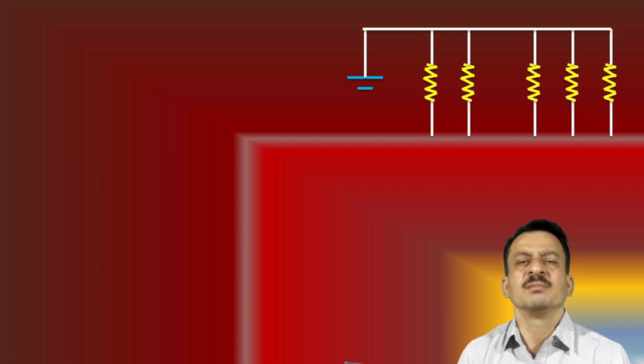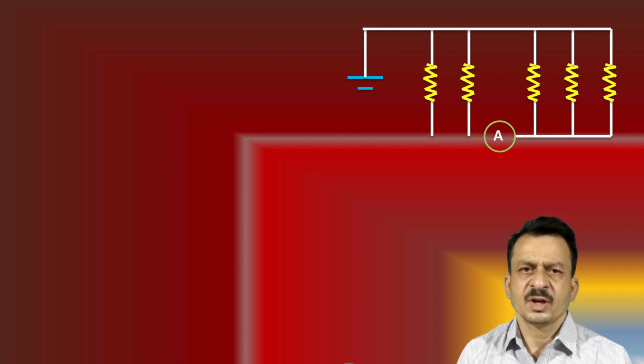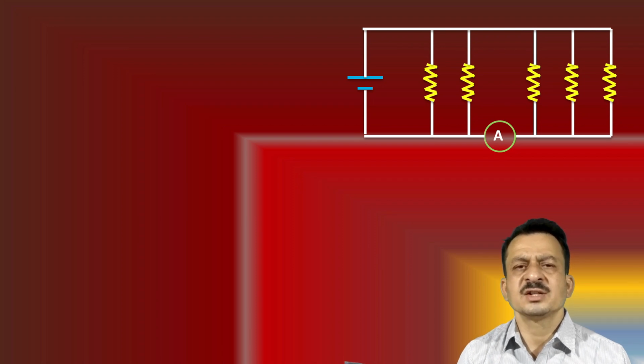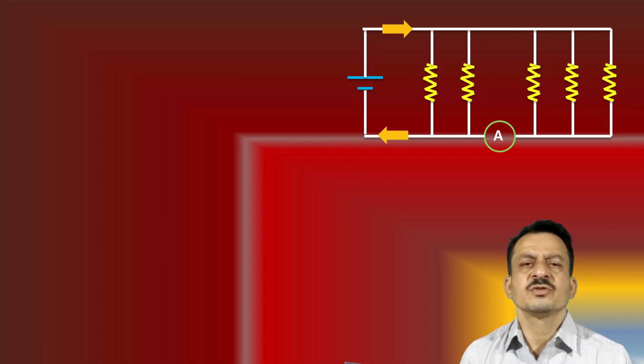Now we have a battery, and through that battery 5 resistors are connected in parallel as shown in the diagram, and at the other end an ammeter is connected. The ammeter is connected back to the negative terminal of the battery. As and when the circuit is completed, the current starts to flow. Look at the direction of the currents. It is leaving from the positive of the battery, and it is entering at the negative of the battery.